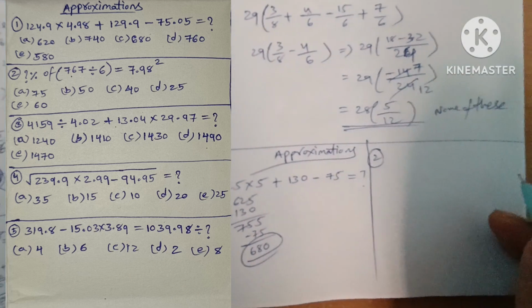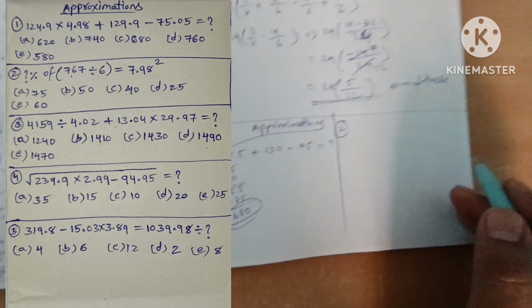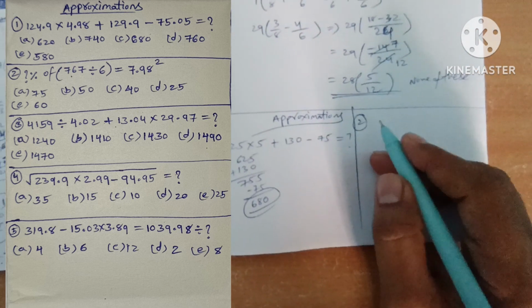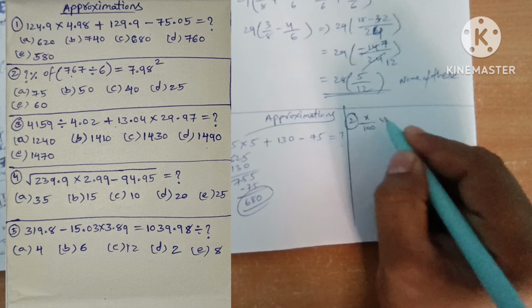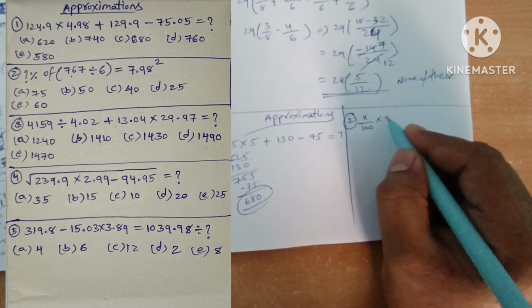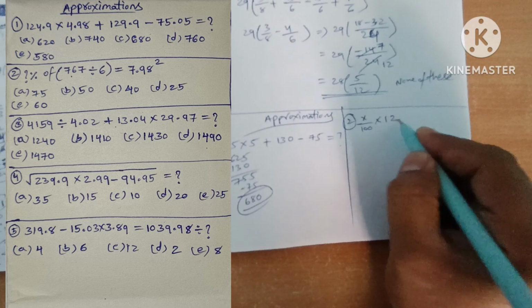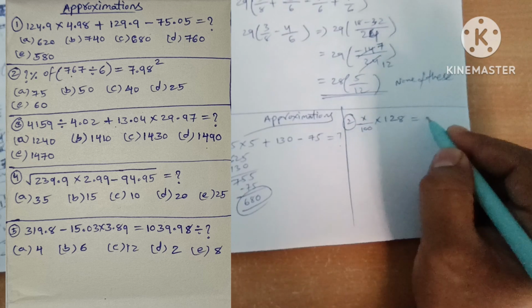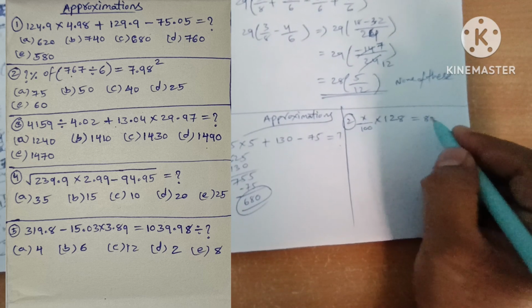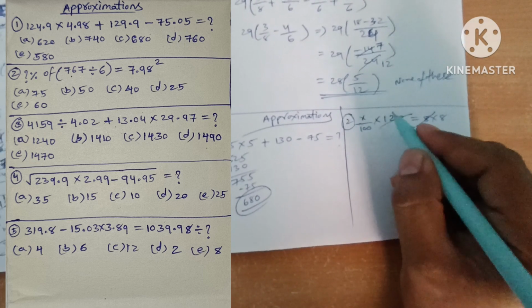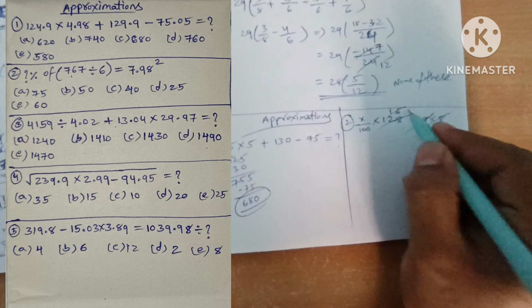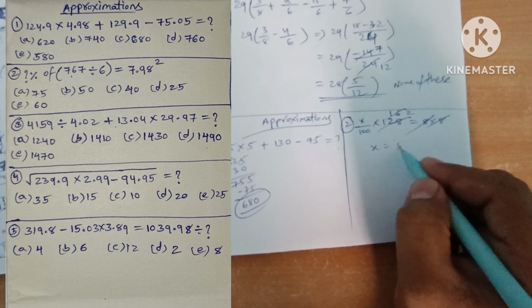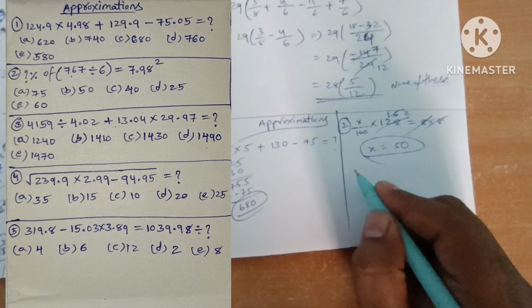Simplification. Question number 2: question mark percent into 767, equals 7.98 square, which means 8 into 8, 8 into 8, x equals 50. This is our second answer.